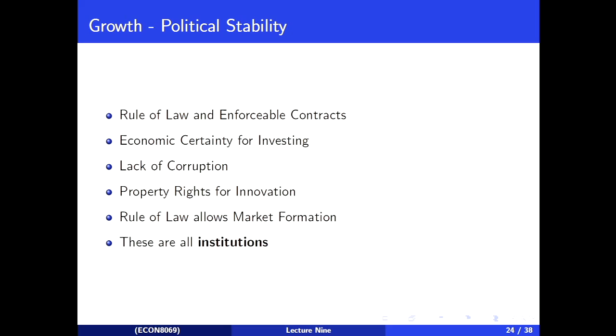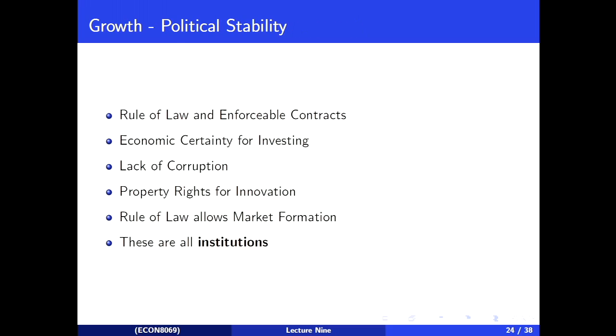All of these ideas are what we call institutions. So if you see people talk about having strong institutions, that's all of these sorts of things. It's other things as well, right? It's more explicitly institutional things. An independent central bank, a strong judiciary, an independent judiciary are all institutions as well. But these basic things like economic certainty, rule of law particularly, property rights for innovation, these are all examples of institutions.